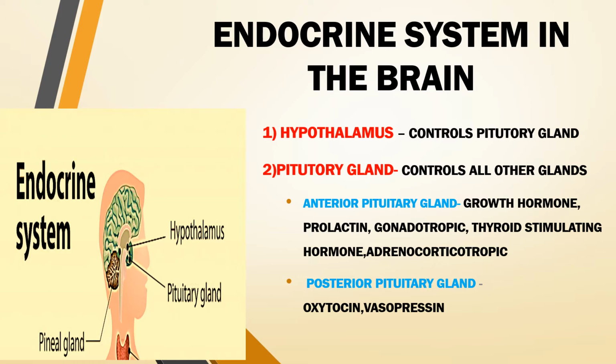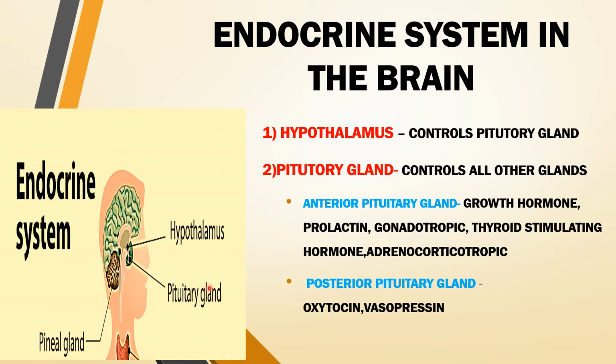Now we will see the details of the pituitary gland. It is located below the hypothalamus. So here is the hypothalamus and the pituitary gland is below the hypothalamus. It is about the size of a pea. It is the smallest endocrine gland. This gland is also called the master gland as it controls all other glands. So this gland controls the other glands in our body. So it is known as the master gland.